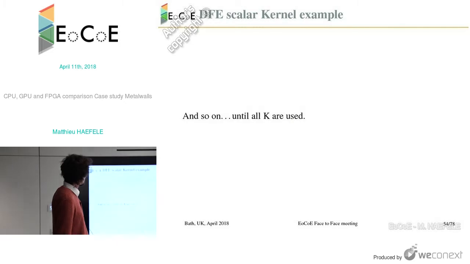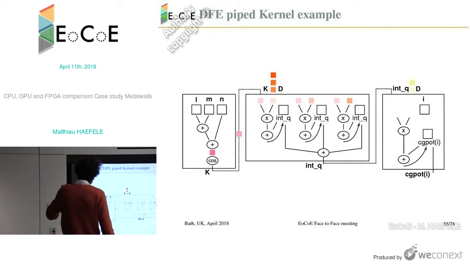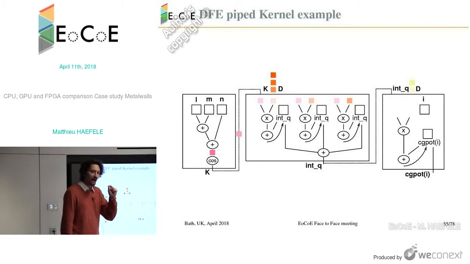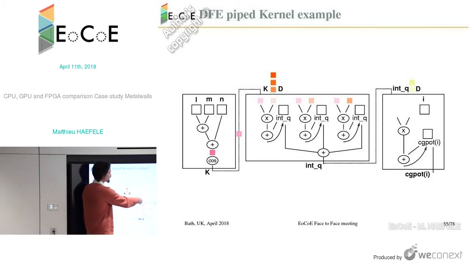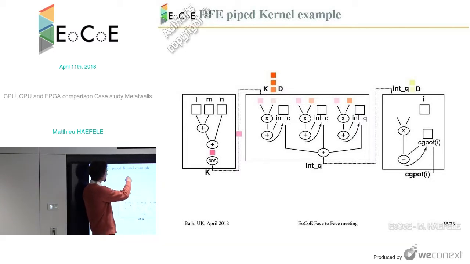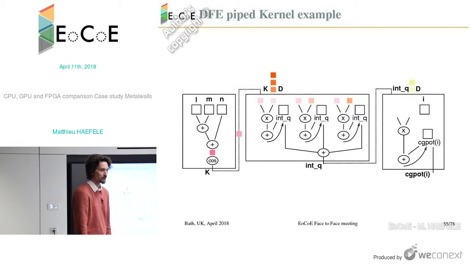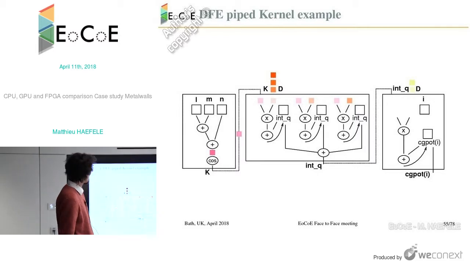Yes, and so on. All K are used. And now, that's the beauty of FPGA. Now I can build a dedicated vector unit for my algorithm, not for an operation. Here I have the same kernel as before, but replicated 3 times on the silicon. Now instead of having one atom treated 1 by 1, I will treat them 3 by 3. And that's the same picture.